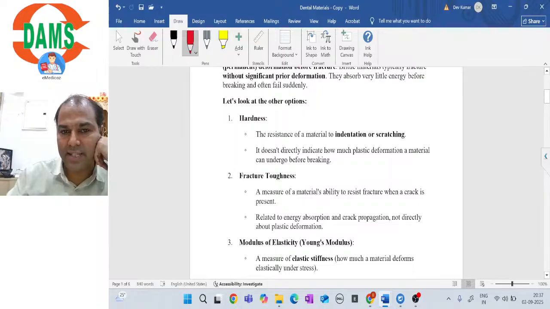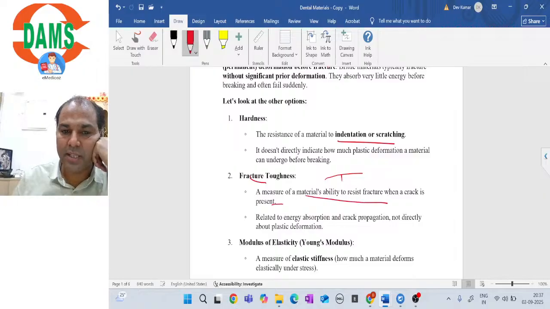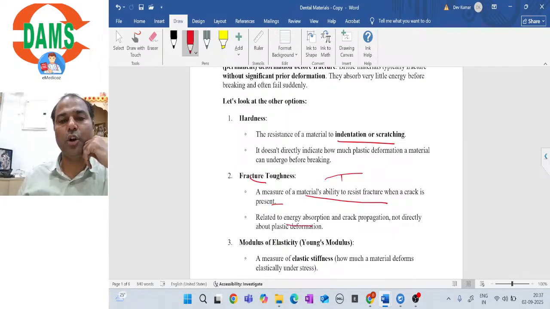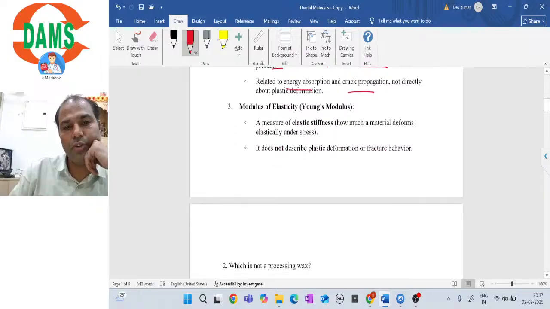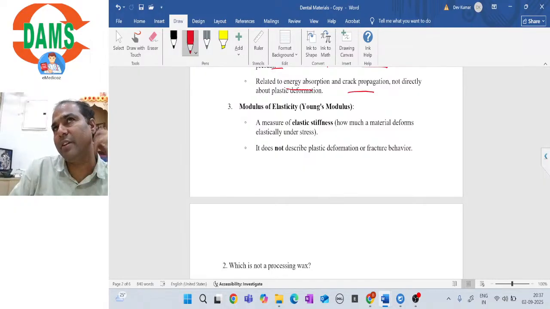So hardness, as I told you, is resistance to indentation or scratching, right. Fracture toughness, मान लो किसी भी material में if there is a slight crack, then it is the material's ability to resist fracture when the crack is present, and it is related to energy absorption and crack propagation. Okay, Young's modulus, I have told you, is a measure of relative stiffness. It will not describe any plastic deformation or fracture behavior. Why? Because it is only in the elastic region. I hope it is clear.